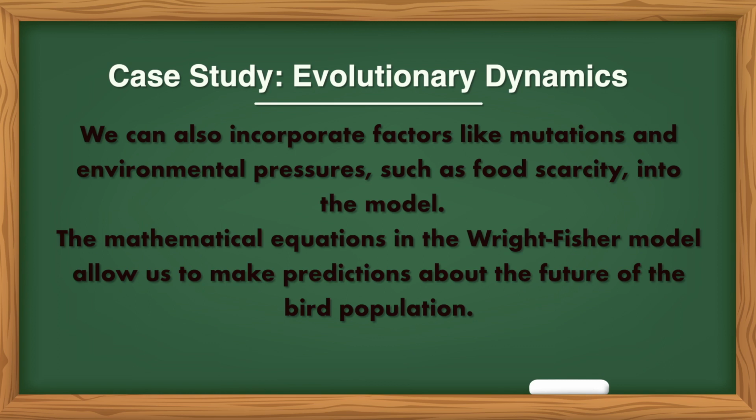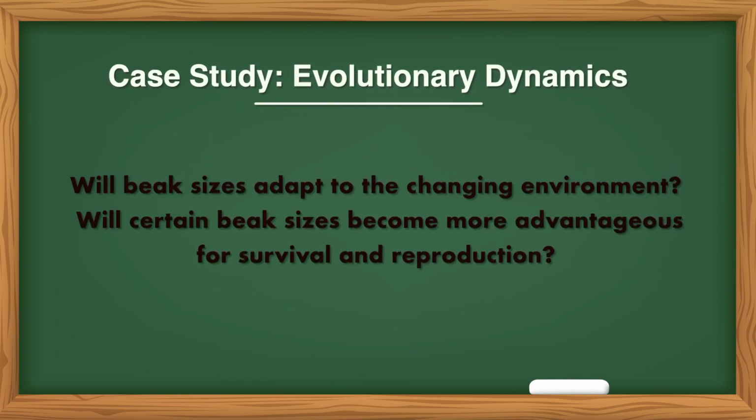The mathematical equation in the Wright-Fisher model allows us to make predictions about the future of bird populations. We will see how beak sizes adapt to the changing environment. Will certain beak sizes become advantageous for survival and reproduction? We can predict that with the help of this example. This case study provides a practical example of how computational biology can help us answer these questions.